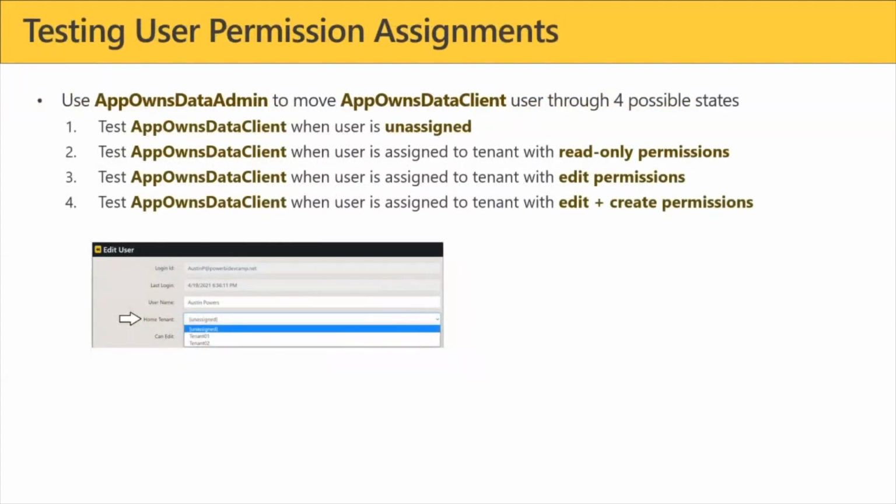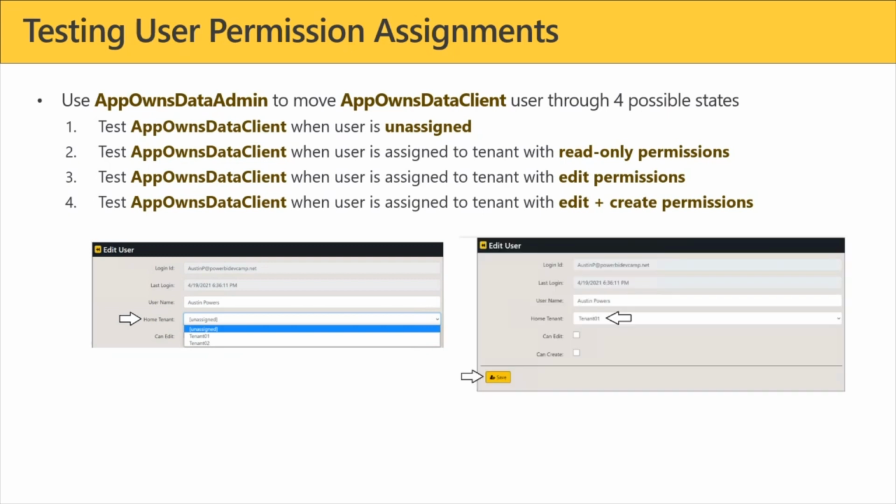Now, what's going to happen in my next demo is I'm going to log in as a user that has basically no permissions, because it's unassigned. I want to see the user experience when the user has no assignment to a tenant. Then we'll assign to a tenant with read-only permissions and see what the experience is. And we'll keep moving, giving the user more permissions as we go.